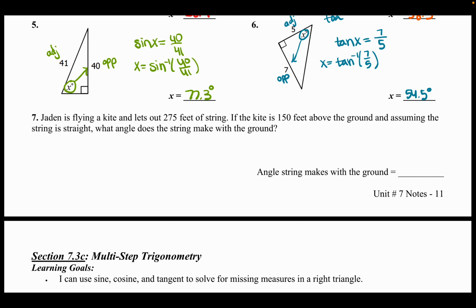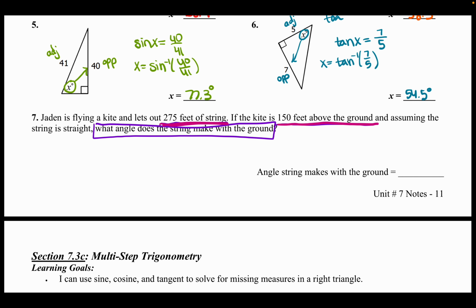Okay, last one. Jaden is flying a kite and lets out 275 feet of string. So that's important information, so we underline that. If the kite is 150 feet above the ground, and assuming the string is straight, what angle does the string make with the ground? So there's our question. And then here's our important information.